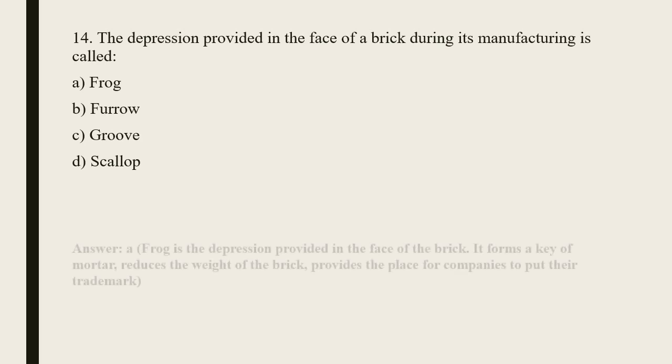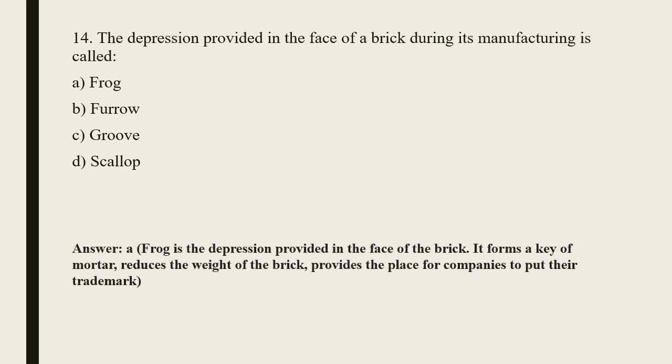The depression provided in the face of a brick during its manufacturing is called: A. Frog, B. Furrow, C. Groove, D. Scallop. Answer is option A. Frog is the depression provided in the face of the brick. It forms a key for mortar, reduces the weight of the brick, and provides a place for companies to put their trademark.